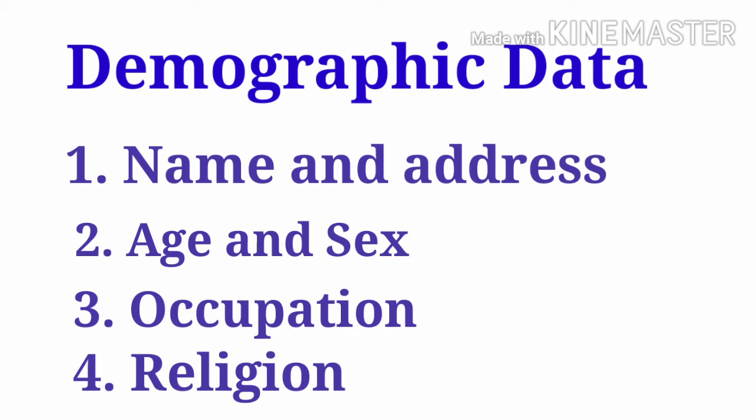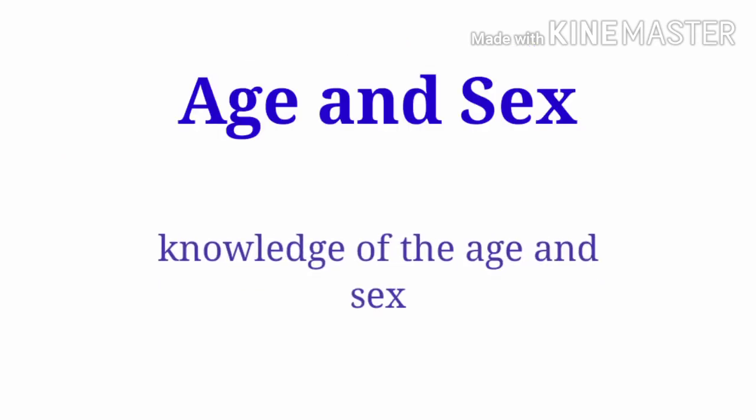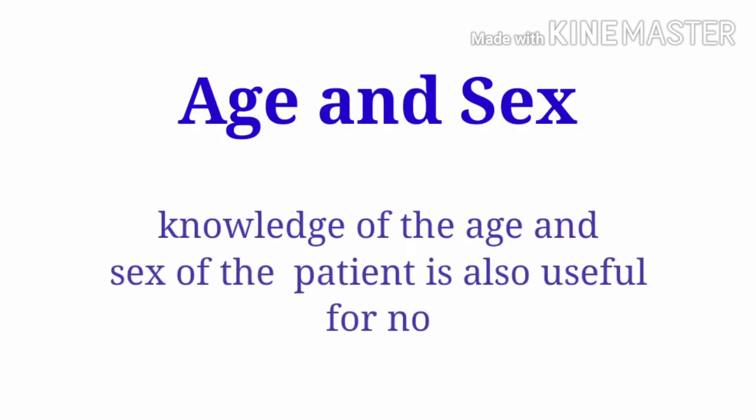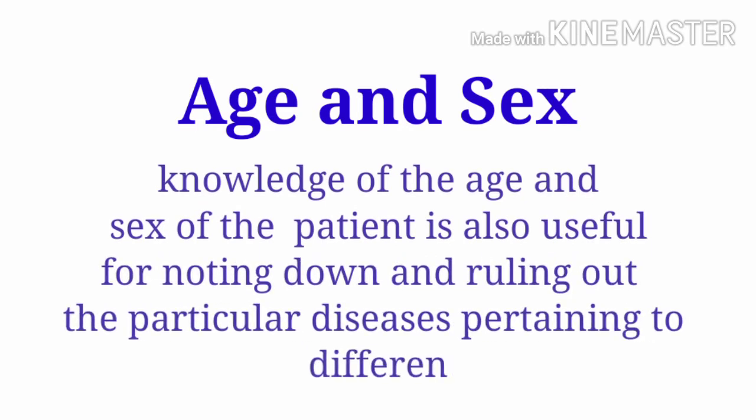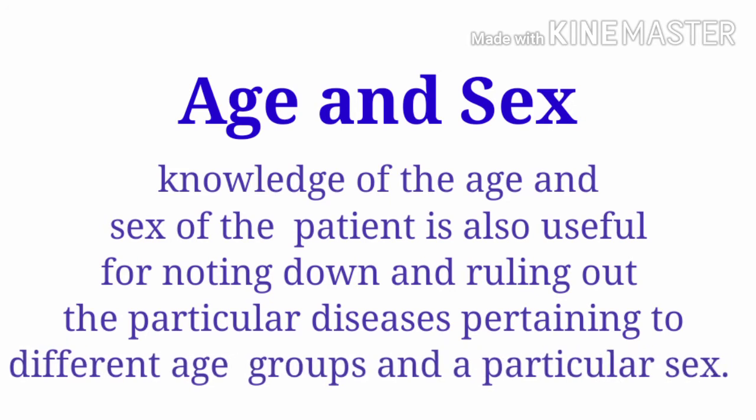Name and address. Name and address are primarily required for patient identification. It is also useful for demographic research. Age and sex. In addition to the utility in patient identification, knowledge of age and sex of the patient is also useful for noting down and ruling out the particular disease pertaining to different age groups and particular sex.